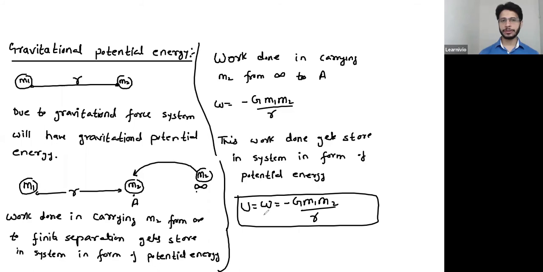But you should remember this result, that the potential energy of a system of two point masses is minus G m1 m2 by R, which is equal to the work done. Sometimes this work done is also known as the work done to make the system.